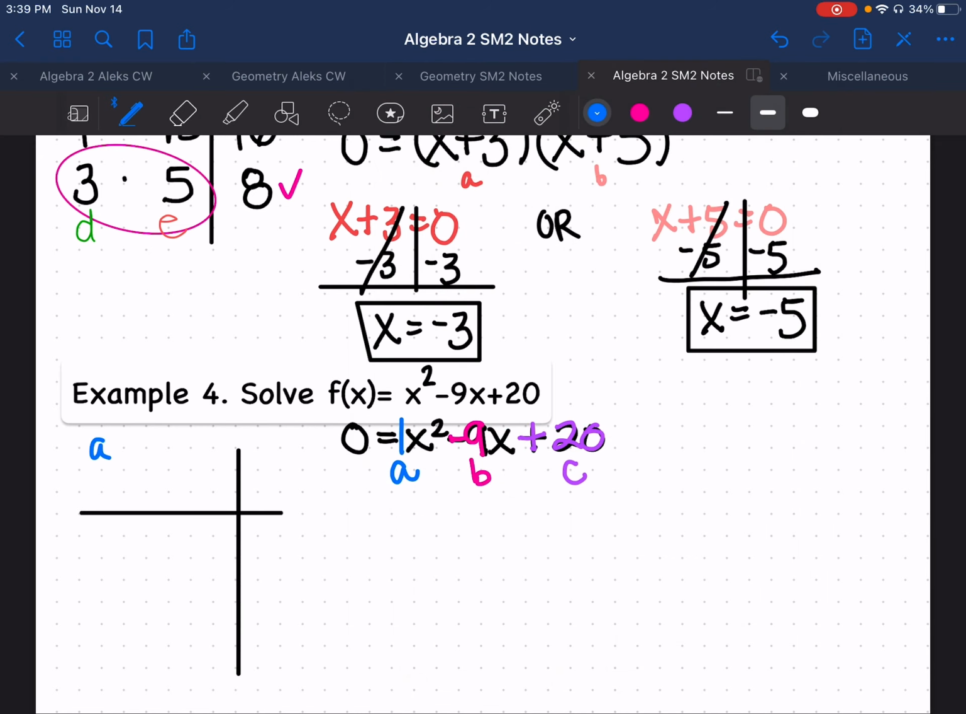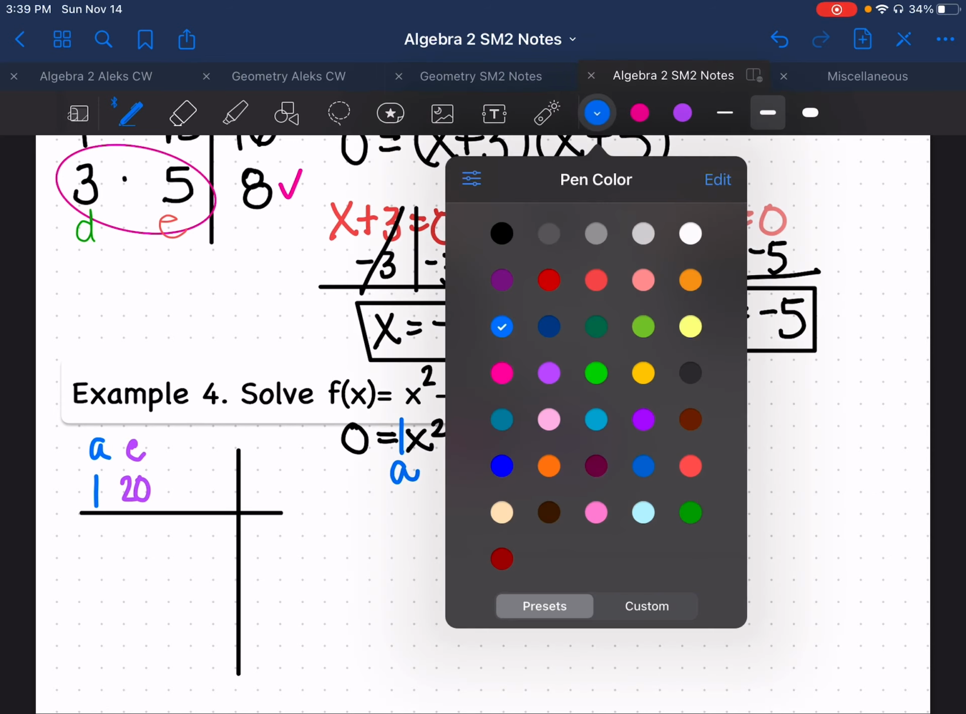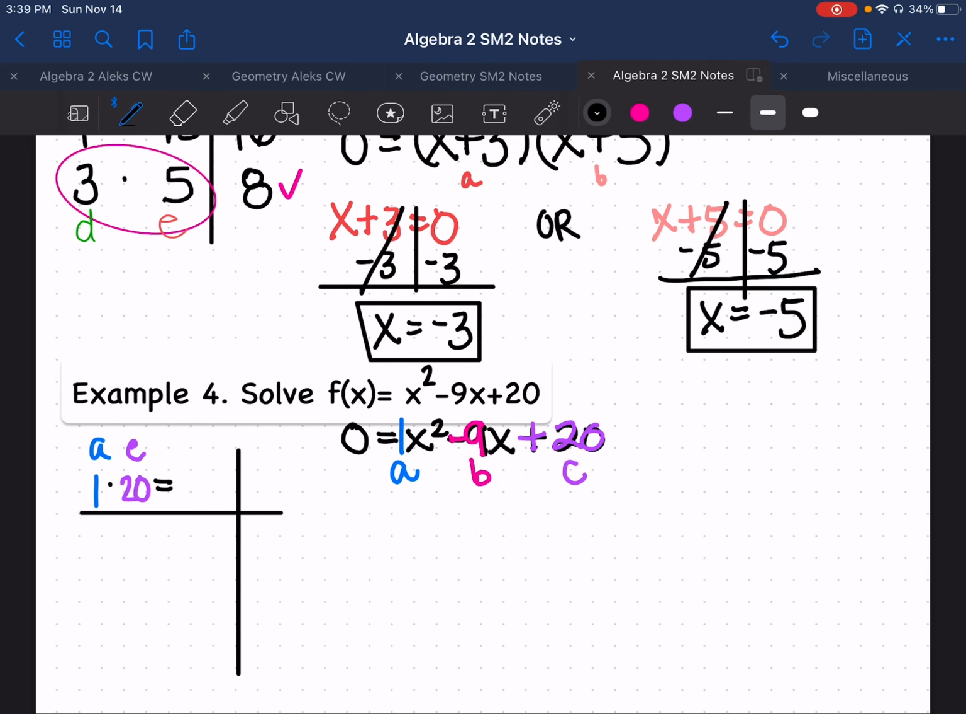So I'm going to take my a value, which is of course 1, and I'm going to multiply it by my c value, which is 20, which of course gives me 20. I want to think of all the factors of 20. I need to make sure that I do realize it is positive 20. So here we go. 1 times 20, 2 times 10. 3 doesn't go in. 4 does though. 4 times 5. And my next term would be 5 times 4.